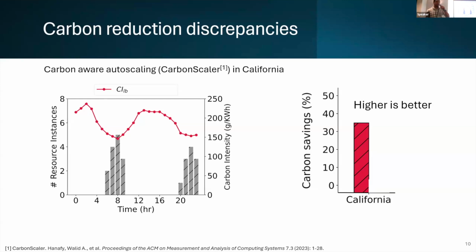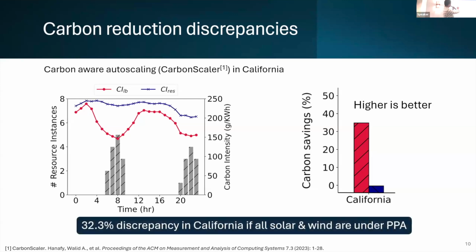But consumers without PPAs should ideally use CI_RES. If we assume that all the solar and wind, which are typically under PPA, is now under PPA, the CI is actually the blue curve, which is very different from the red one. Scaling up the resources at the same hours of the day would yield only 3% carbon reduction. So this is a 32.3% discrepancy in the carbon reductions.